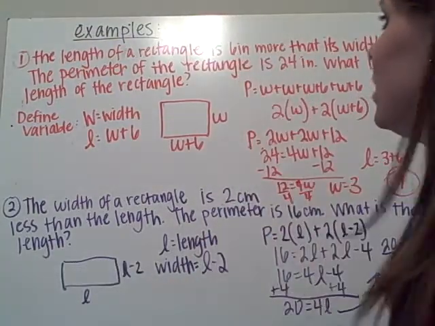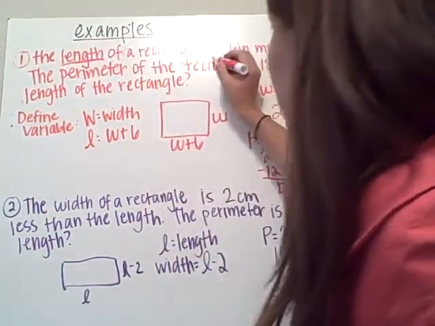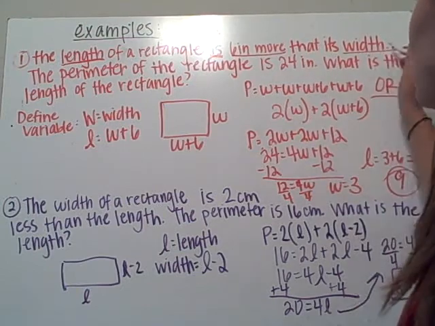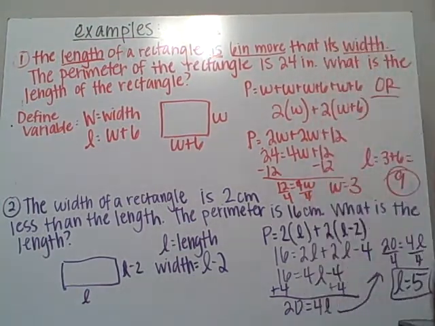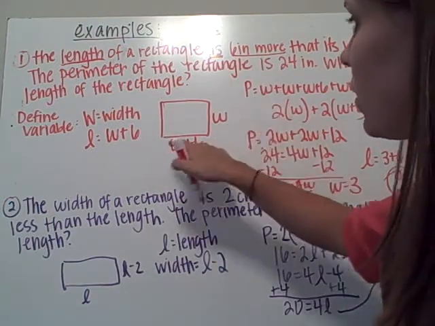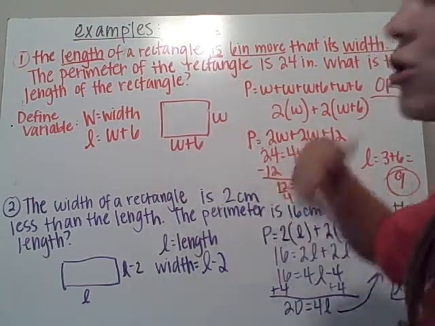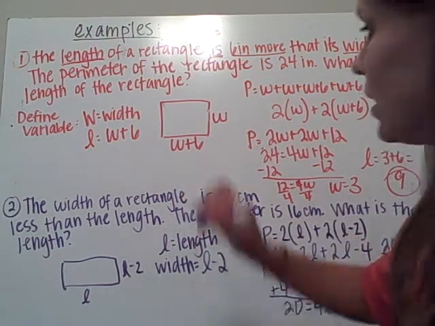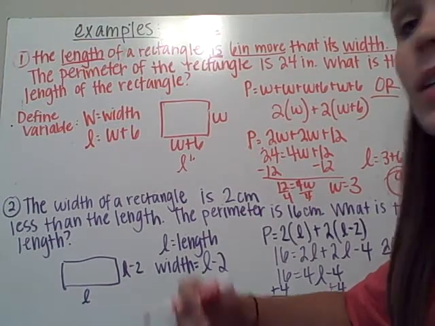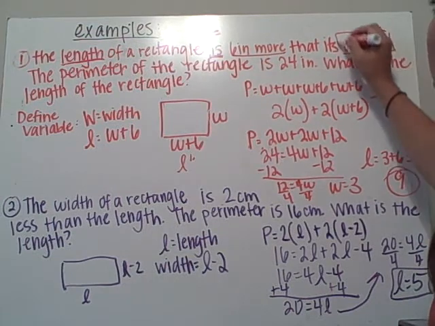So some examples. The length of a triangle is, meaning equals, 6 inches more than its width. So we're comparing our length to our width. If we draw a picture, we know that our width is W and that our length is 6 more than our width. So we can represent the length in terms of W, which is W plus 6. So when we define our variable, everything is in relation to our width.